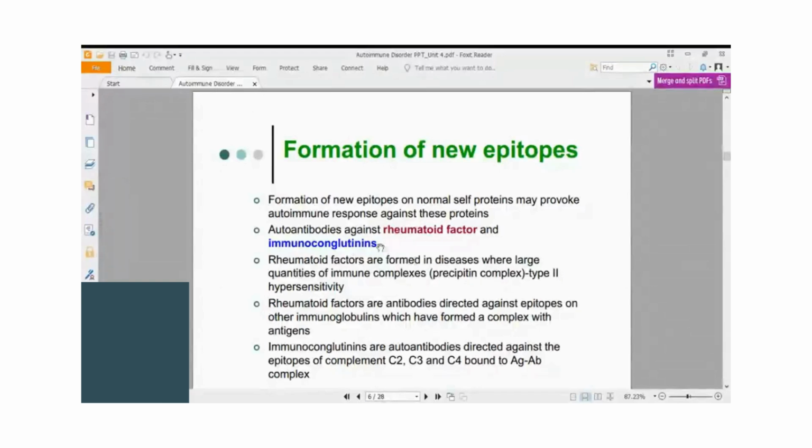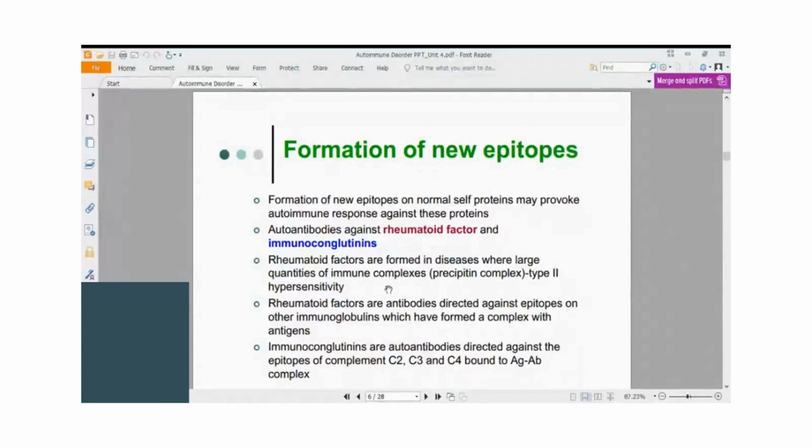Then the second possibility, immunoconglutinins. Please note the spelling. Immunoconglutinins. These are nothing but the antibodies produced against the complement complex. As you know, when the antigen antibody complex is formed, the complements are activated, and you know that C2, C4, C3 complements will come and bind, and the complement complex builds up on that area where the antigen antibody complex has been formed and binds to this immune complex.